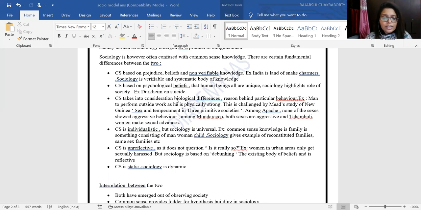Common sense is based on psychological beliefs. For example, suicide is entirely an internal matter. But Durkheim questioned this, and that is why we have Durkheim's study on suicide, which says that suicide is a social fact. Next, common sense will take into consideration biological differences. Like for any particular behavior, common sense will say, okay, he's a man, he'll behave like that.